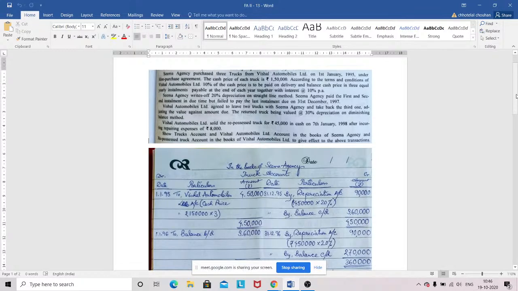Okay, till now we are always considering in the books of the hire purchaser, but this is the new one: in the books of the hire vendor. Okay, so we'll start with the sum.